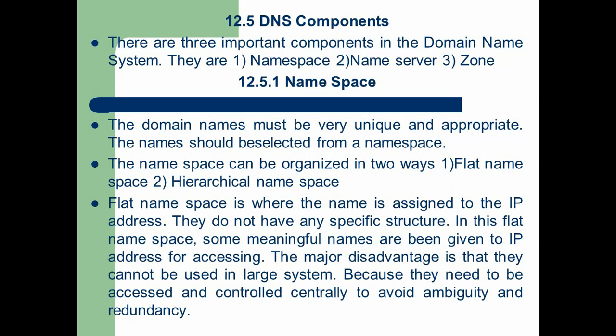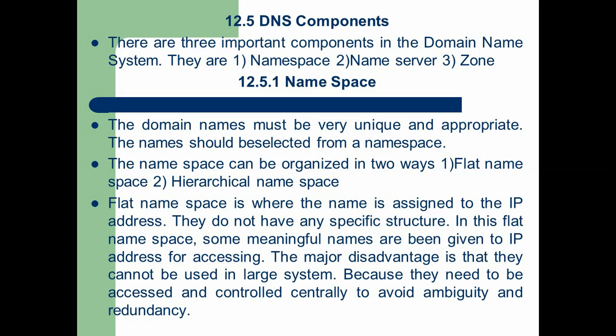Next one, DNS components. Domain name system components can be categorized into three: one is namespace, another is name server, another is zone. What is namespace? A domain name must be unique and appropriate. The name should be selected from a namespace. Namespace is organized in two ways: one is flat namespace, another is hierarchical namespace. From this namespace we can select a name for our system, for our domain.